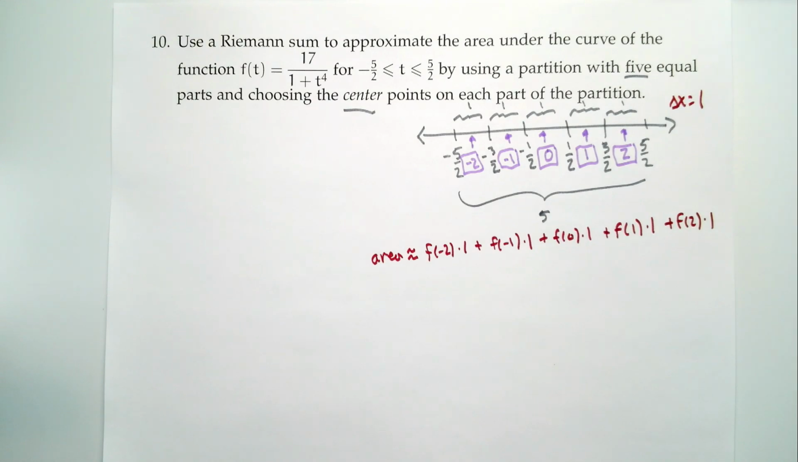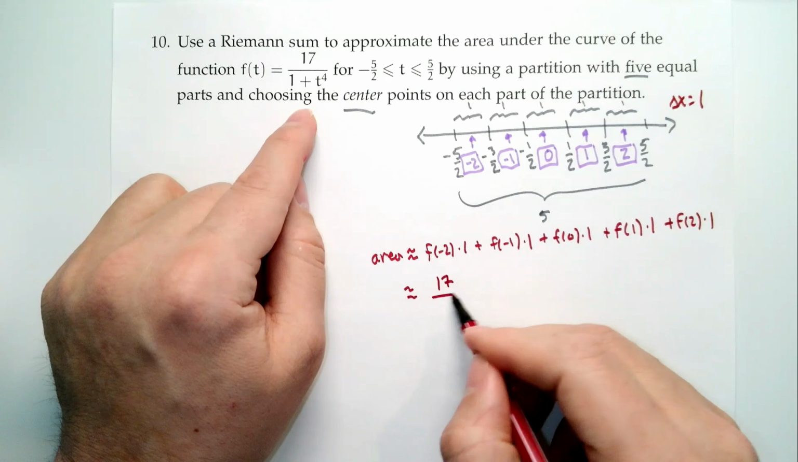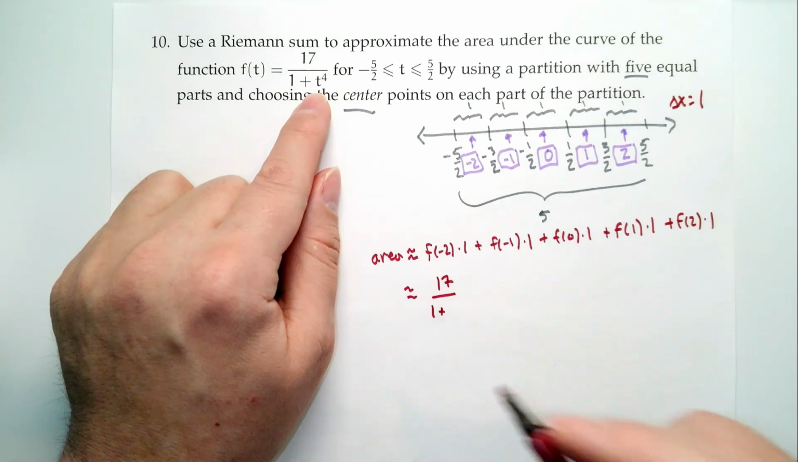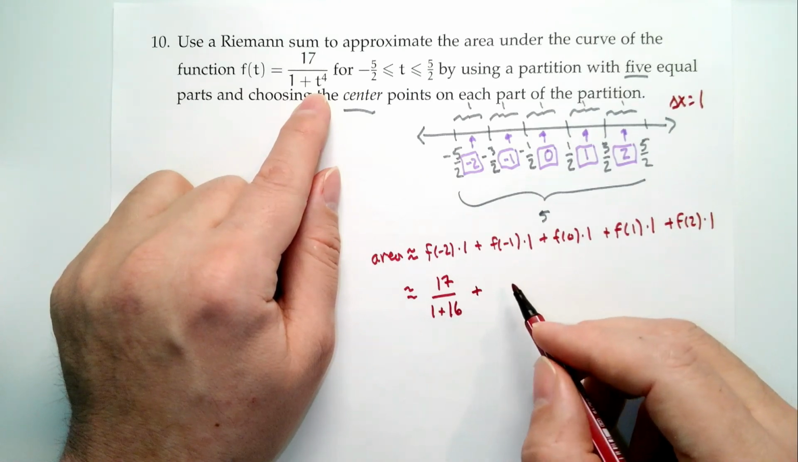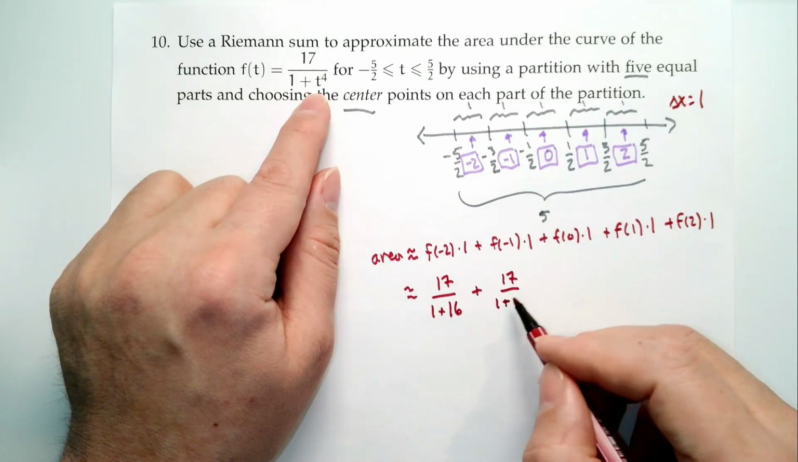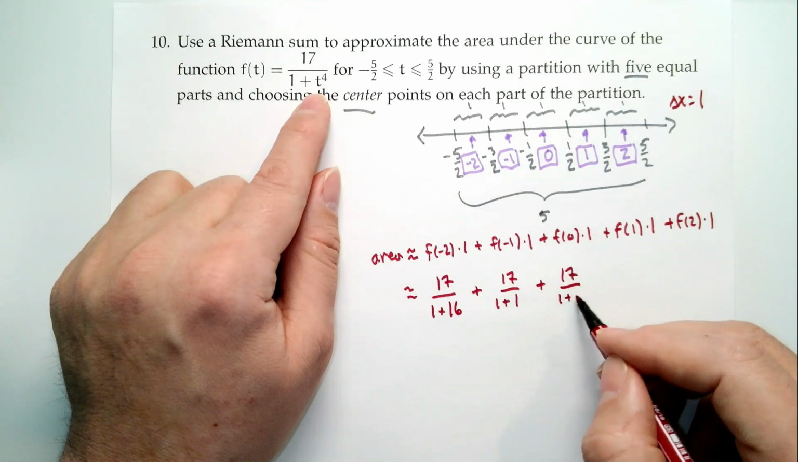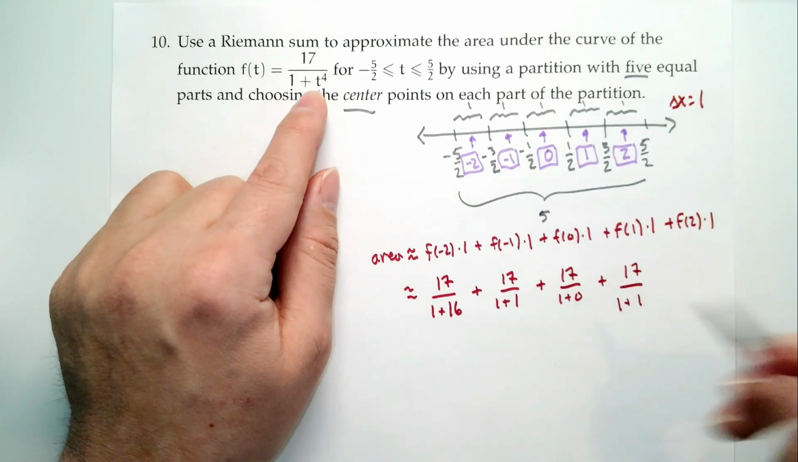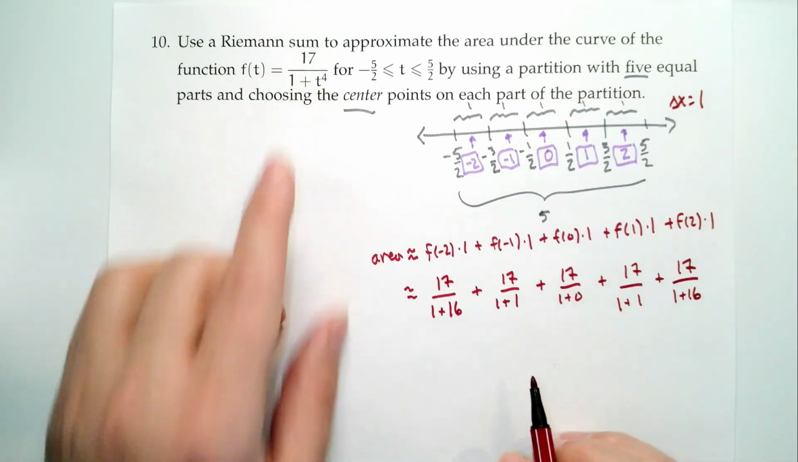All right, I'm going to stop doing the times 1s because times 1 doesn't change anything. Okay, so let's plug in negative 2. We're going to get 17 over 1 plus negative 2 to the 4th. Well, that'll be negative 2 times negative 2 times negative 2 times negative 2, which gets us 16. All right, f at negative 1 is 17 over 1 plus negative 1 to the 4th, which is 1. F of 0 is 17 over 1 plus 0. F of 1 is 17 over 1 plus 1, because 1 to the 4th is 1. And f of 2 is 17 over 1 plus 2 to the 4th, which is 16.